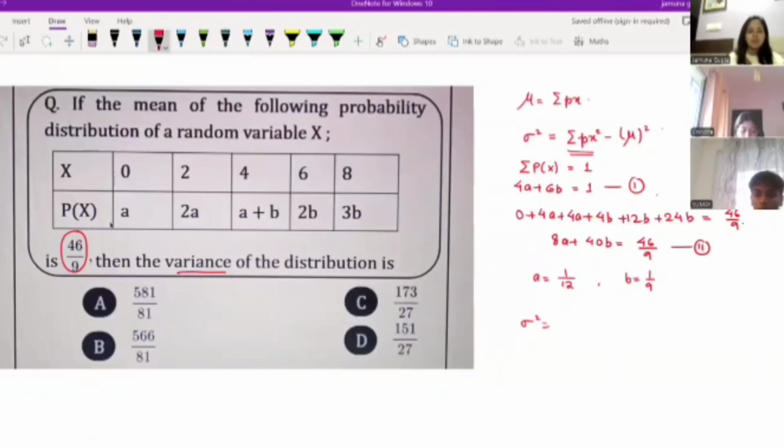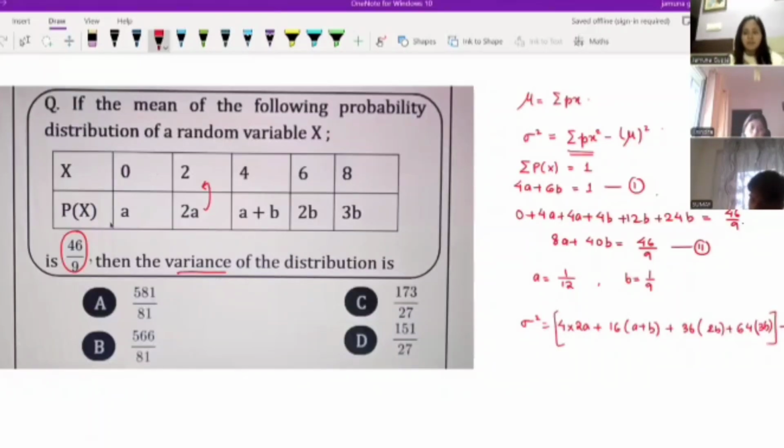So your variance is actually the sum of p x square. So what is the sum of p x square? So p into x square. So this into the square of this one, right? That means it will be 4 into 2a plus 16 into a plus b plus 36 into 2b, and then the last one 64 into 3b. This is just the summation of p x square, and you have to subtract the mean square. So what was the mean? 46/9 whole square. So you calculate this one and let me know the overall value.